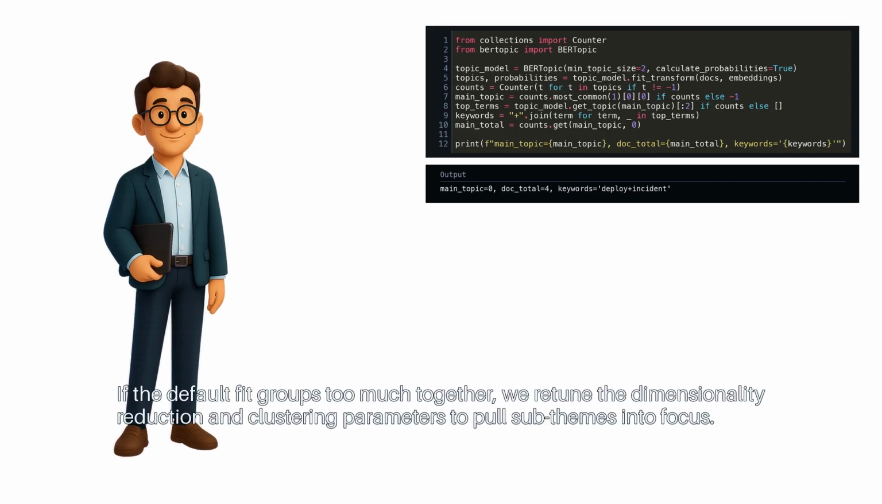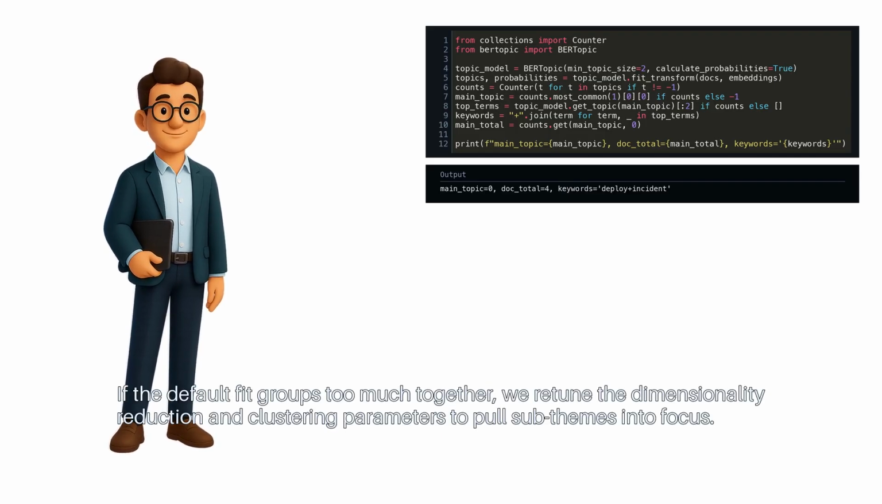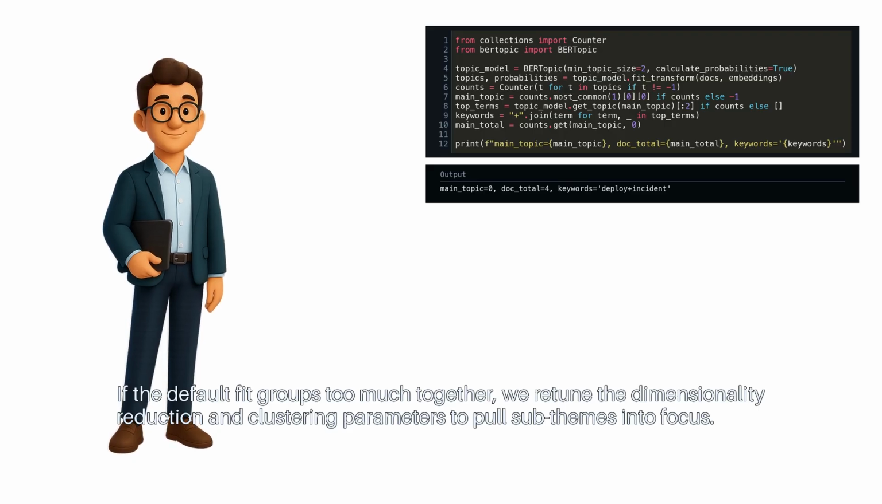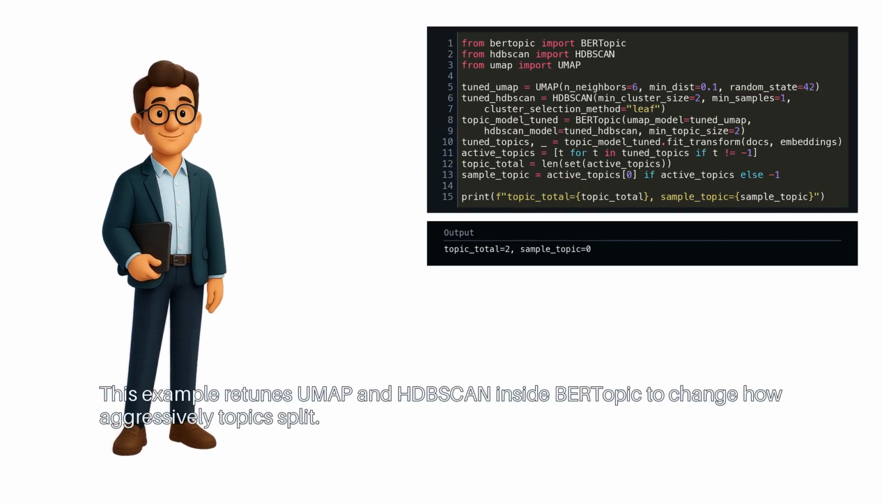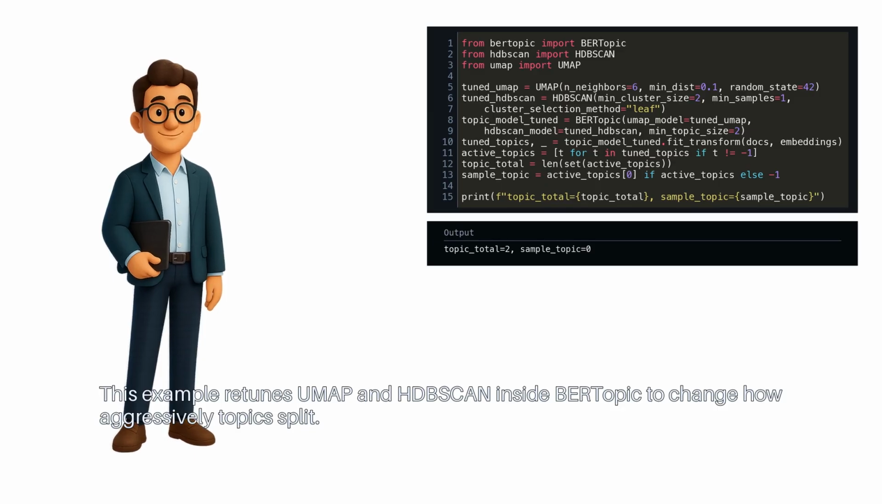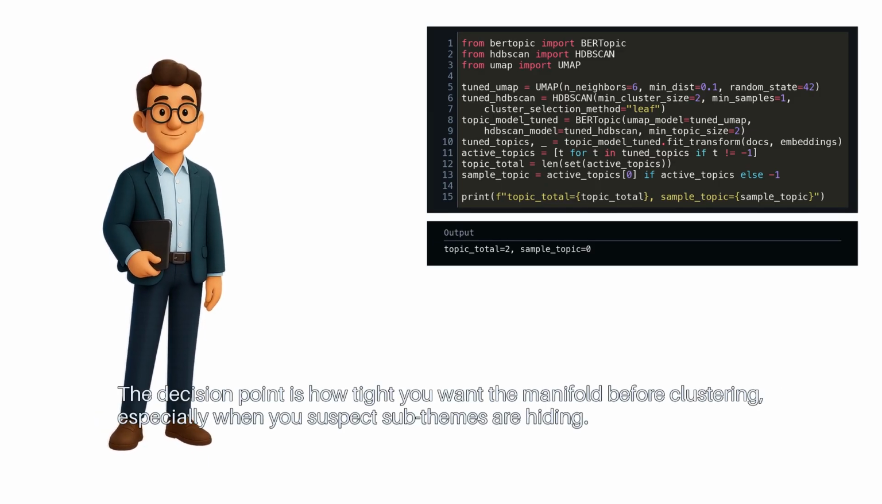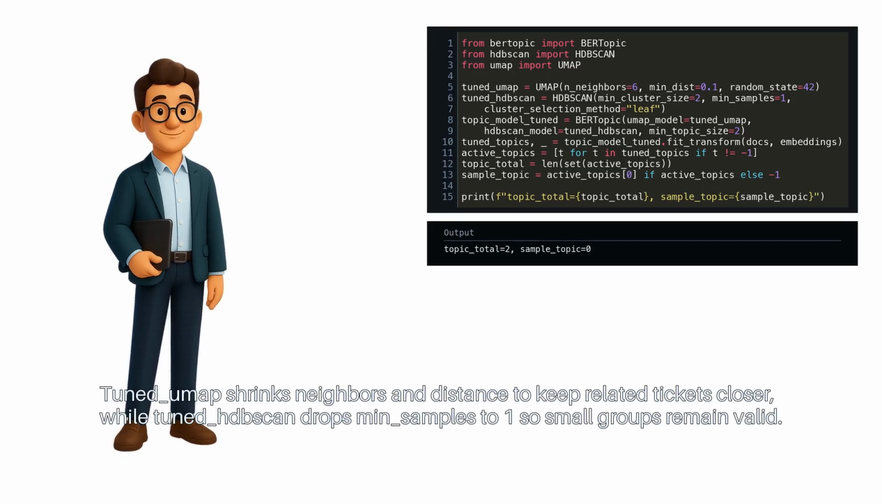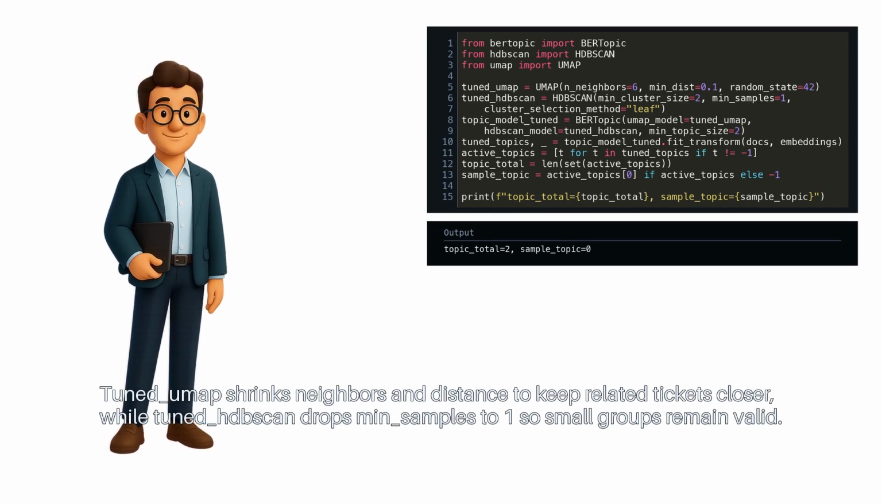keywords. If the default fit groups too much together, we retune the dimensionality reduction and clustering parameters to pull subthemes into focus. This example retunes UMAP and HDBSCAN inside BERTopic to change how aggressively topics split. The decision point is how tight you want the manifold before clustering, especially when you suspect subthemes are hiding. Tuned UMAP shrinks neighbors and distance to keep related tickets closer, while tuned HDBSCAN drops min samples to 1, so small groups remain valid.